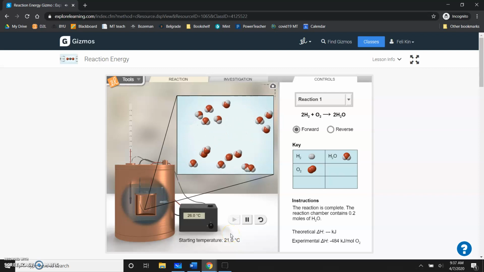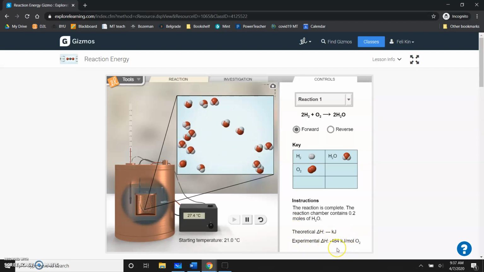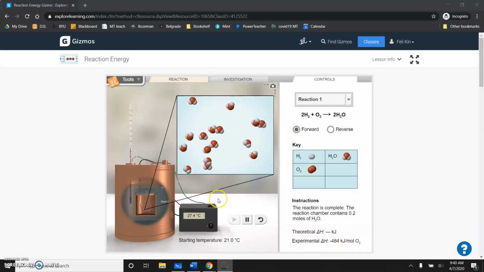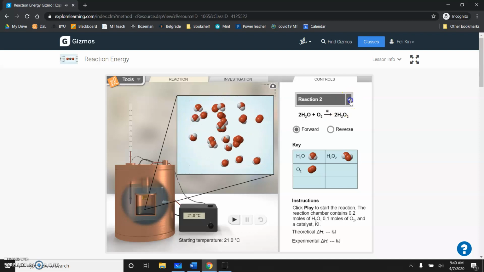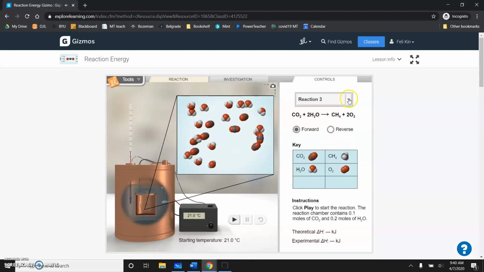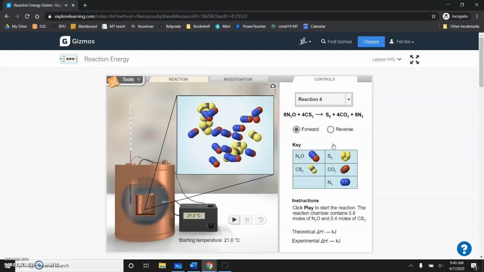And I want you to take note down here, it summarizes the reaction. It also gives you the experimental change in enthalpy, which is one of the numbers you'll be recording in this lab. One last thing to note is that you'll be switching between 4 different reactions that you can access here. And they all have different molecules you'll be looking at. This one has octasulfate, which is kind of cool.